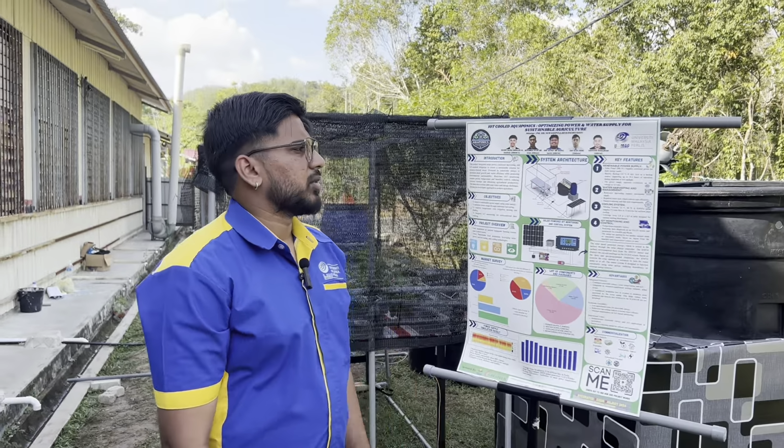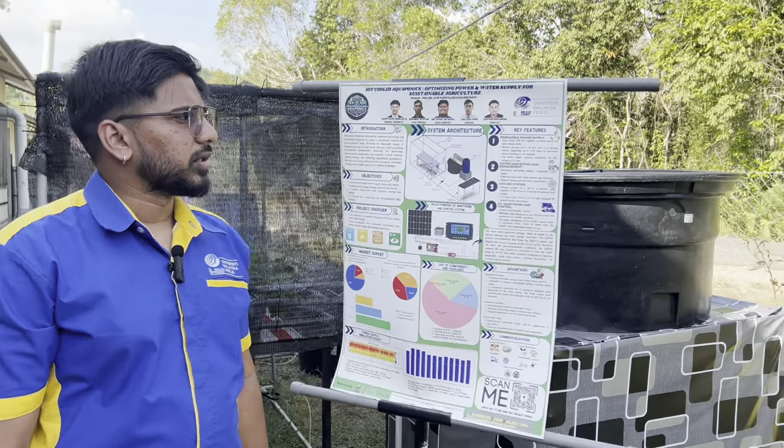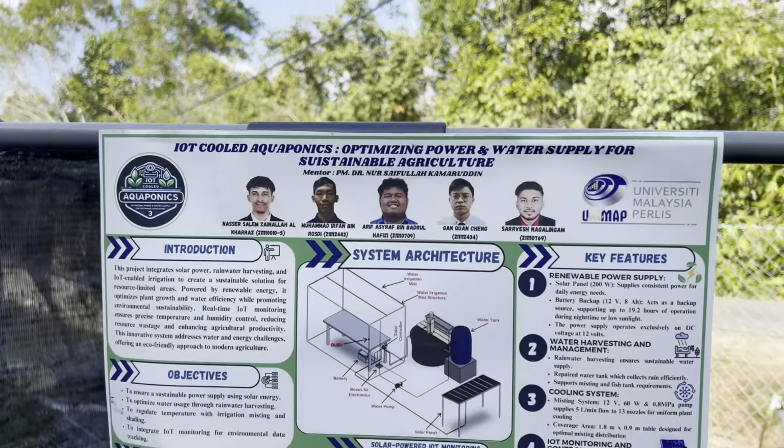Before getting into detail, let me explain to you our subsystems. For power supply, we are using the main source, which is the solar panel, and as a backup source, a battery, which will supply the power during night. For the water supply, we are using rain harvesting through a water tank. For the cooling, we are using shade and water irrigation mist, and we are also doing the monitoring for temperature and humidity. Right, so this will be our poster that we have created. So this can be a reference for you all.